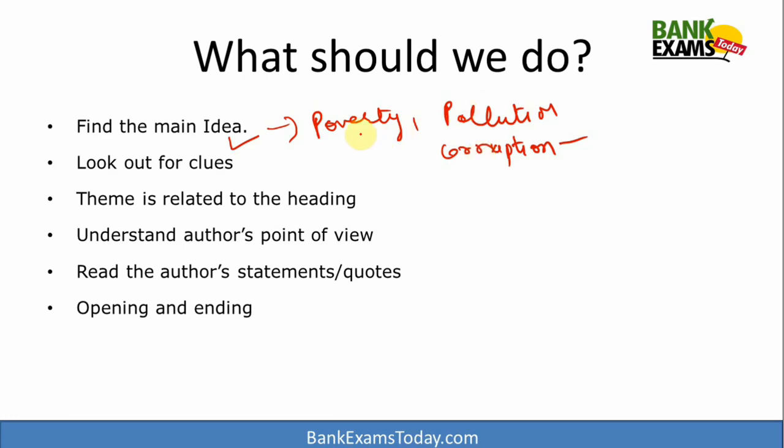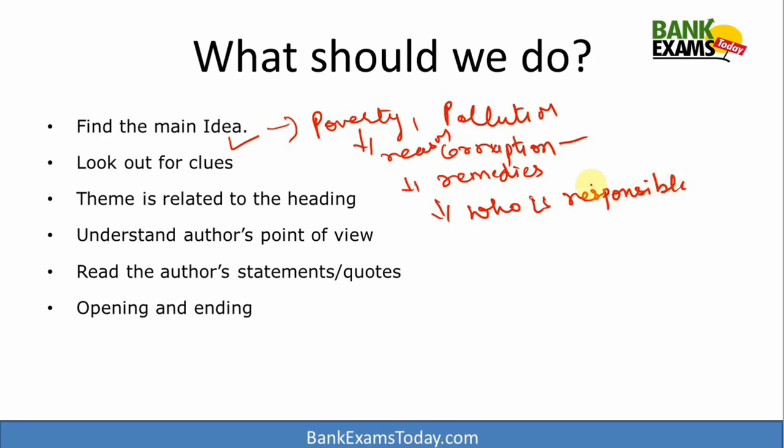If it is poverty, the passage can be based on the reasons or remedies or who is behind it, who is responsible. So there are different categories while you are reading a passage. So if you find the word poverty in a passage, don't just jump to the conclusion that the main theme is poverty. There can be other themes also. So read the passage and find out the two or three themes or ideas that you can find from the reading comprehension passage. Then look out for clues.